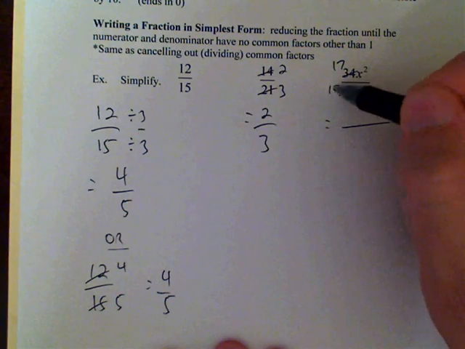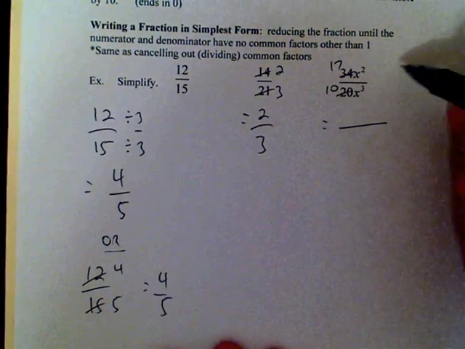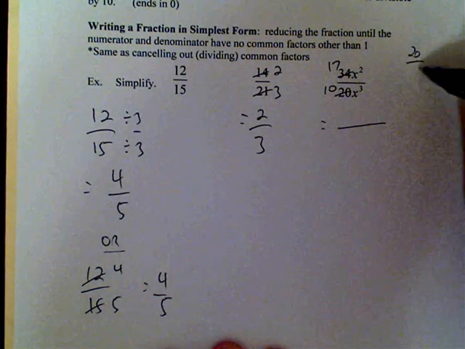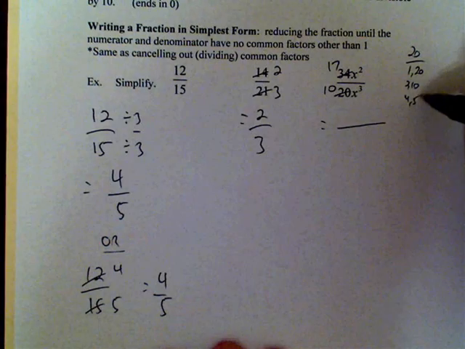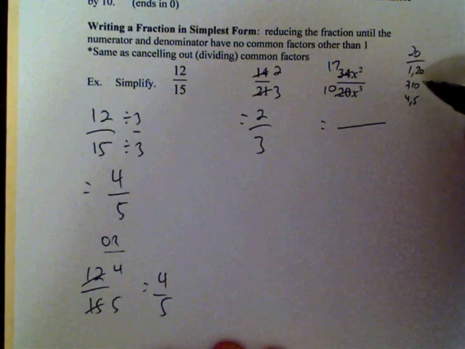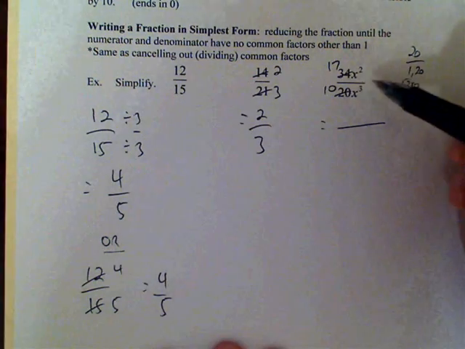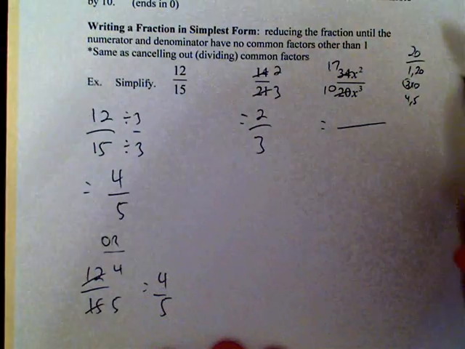So once again, if you didn't catch that, I'm listing the factors of 20. 1 and 20, 2 and 10, 4 and 5. Out of all those numbers, only the 2 divides into 34. That's why I used the 2. So now we have 17 on top, 10 on the bottom.